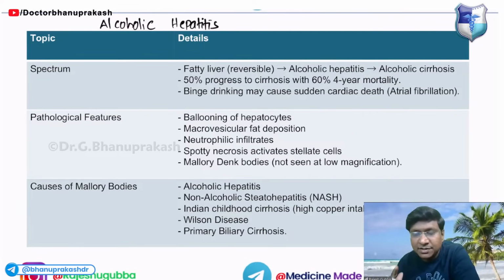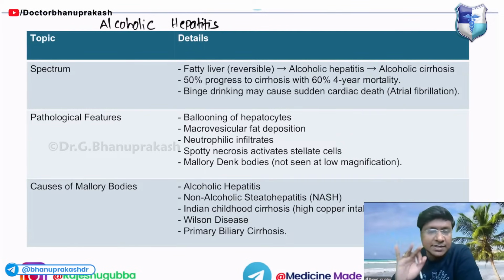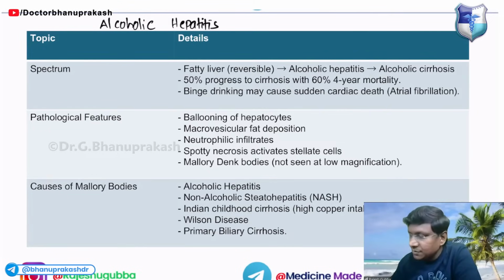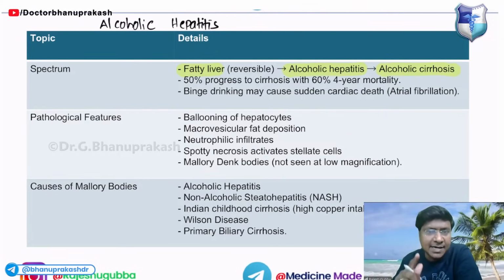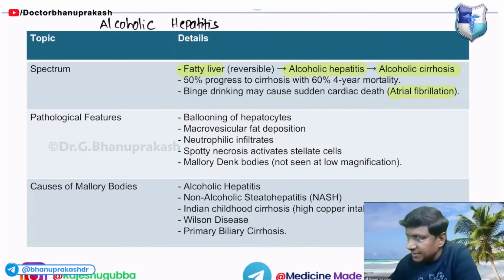If you see the spectrum in alcoholic hepatitis, there are three important things. Initially, the patient will develop fatty liver. If he continues to drink, he will develop alcoholic hepatitis. And if he continues further, he goes into a state of alcoholic cirrhosis. One stock question that is always asked: what is the cause of sudden cardiac death if the individual is consuming binge alcohol? The cause will be the development of atrial fibrillation, which is termed by Western people as holiday heart syndrome.